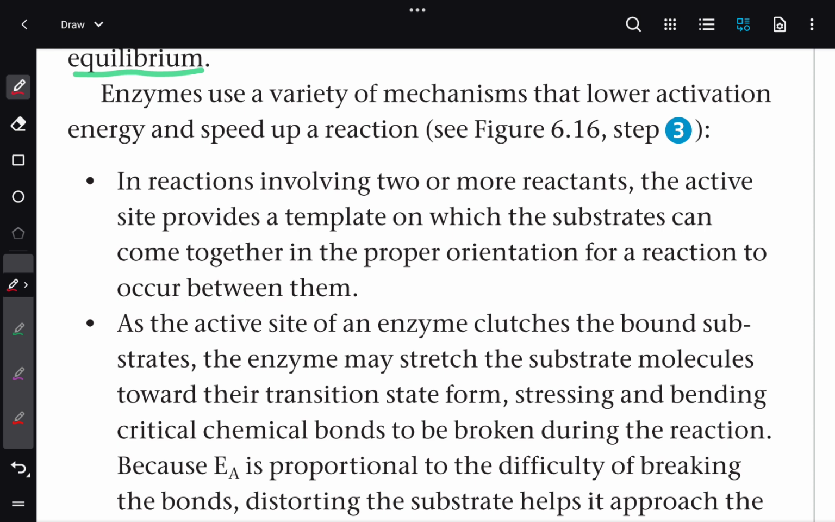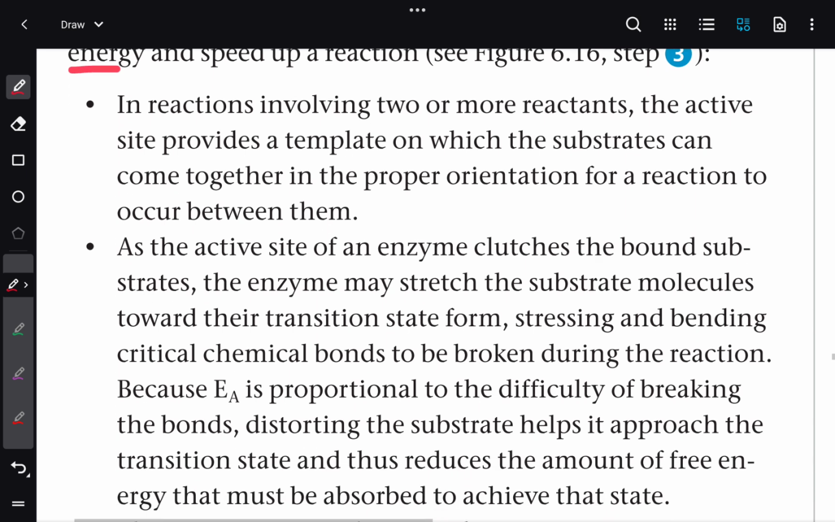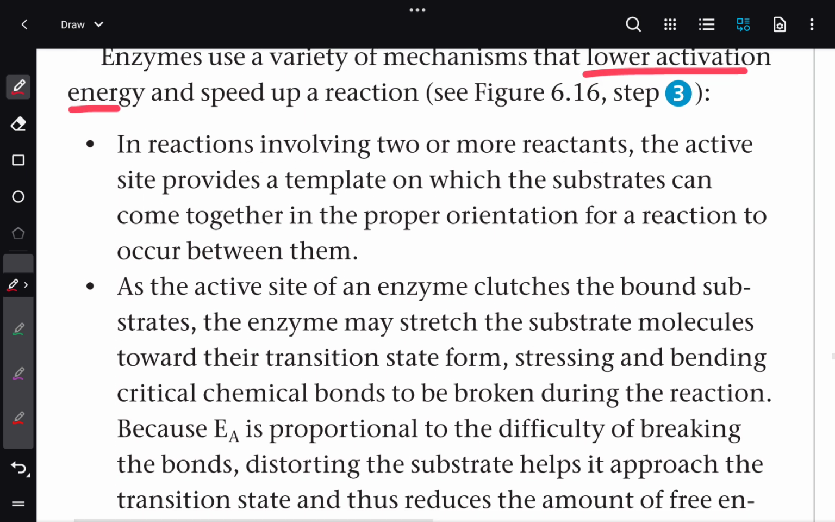Now, how exactly does the enzyme lower the activation energy? First mechanism. In reactions involving two or more reactants, the active site provides a template on which the substrates can come together in the proper orientation for a reaction to occur between them. Proper orientation, template.